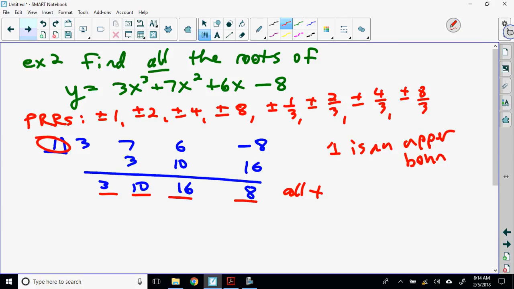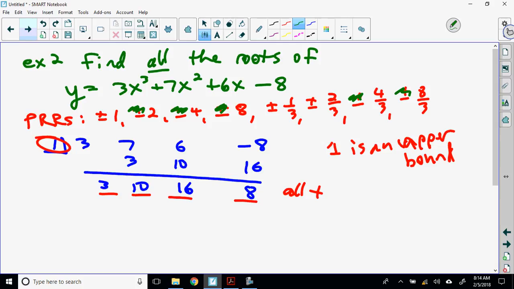So 1 is an upper bound. What that means is if there are any rational roots, none of them are going to be any bigger than 1. That took 2 out of the list, 4, 8, and 4/3 and 8/3, didn't it? It can't be bigger than 1. So it basically cut our list down in half, didn't it?